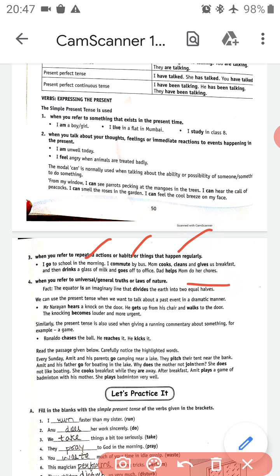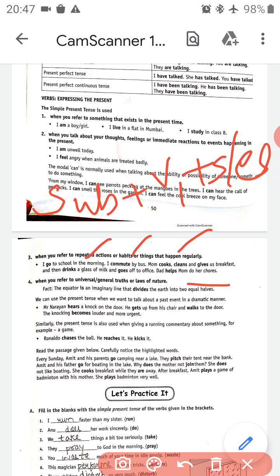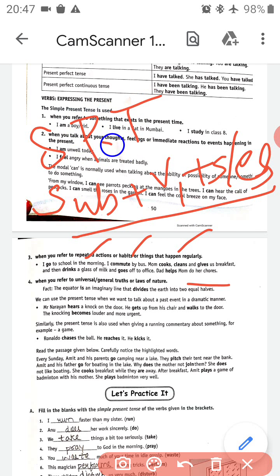So for writing in simple present tense, there is a very basic formula. The formula will be subject plus the first form of the verb plus s or es. This is the basic formula of simple present tense.